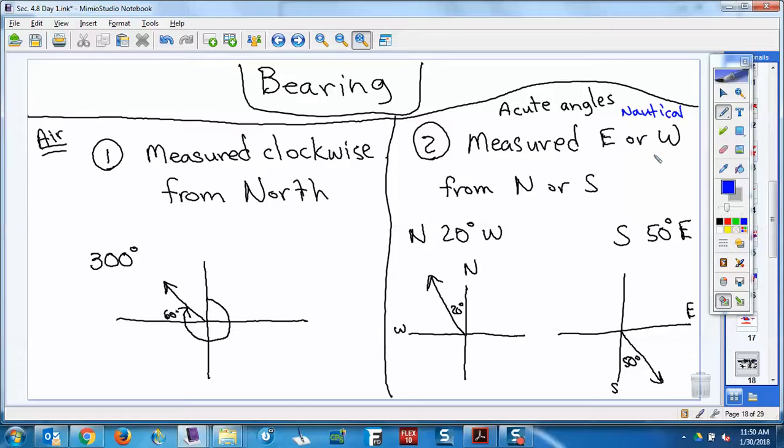So if we say the plane took off at a bearing of 300 degrees, where it's leaving from is that origin right here, and this is what it's going towards. The plane heads on a bearing of 300 degrees. Now it's measured differently than our standard position that we use for our trig functions. It's measured from north in a clockwise direction. So 300 degrees would be a northwesterly heading.